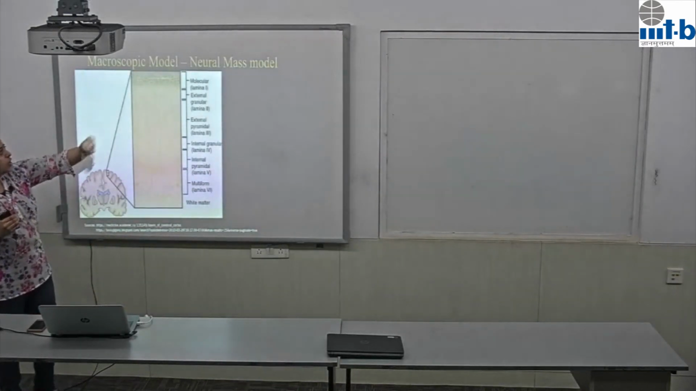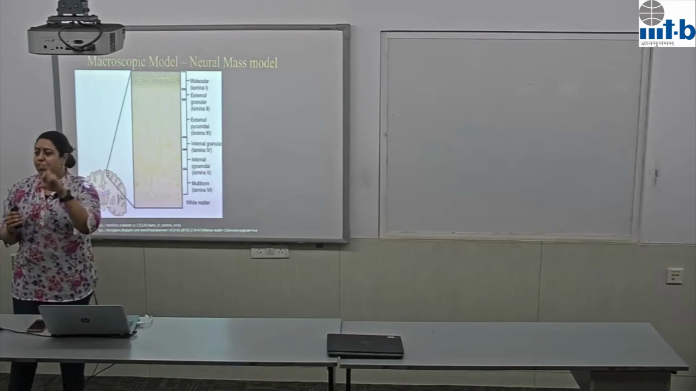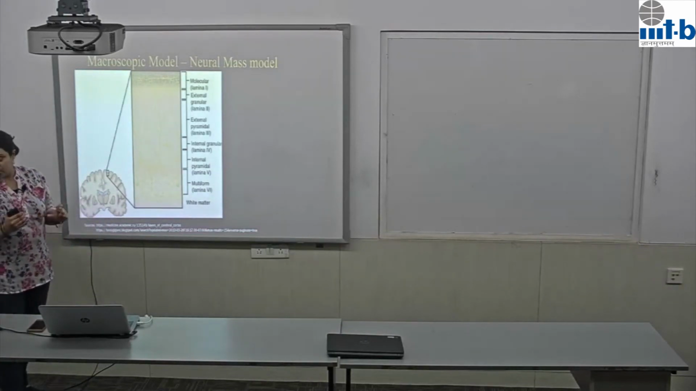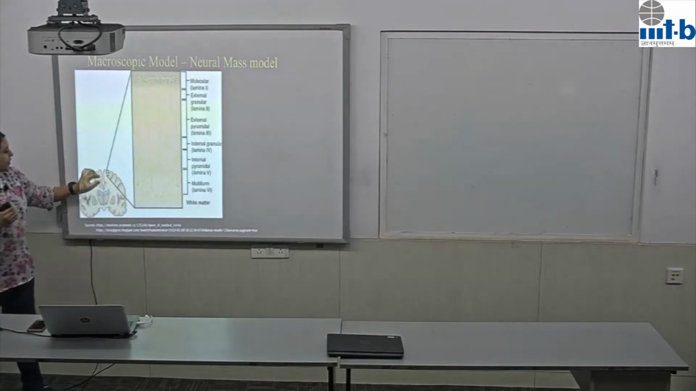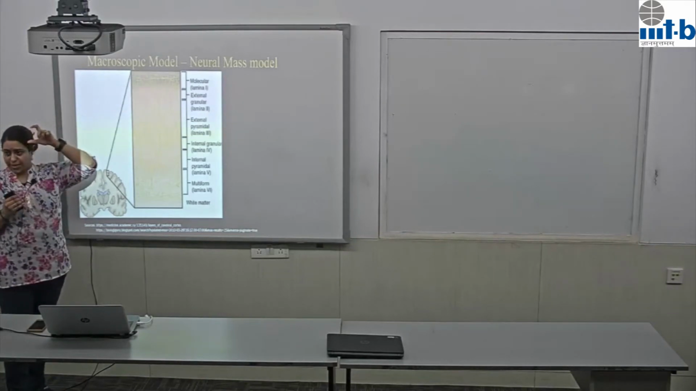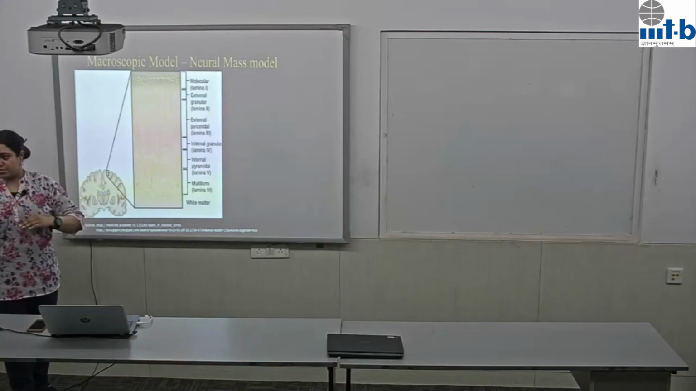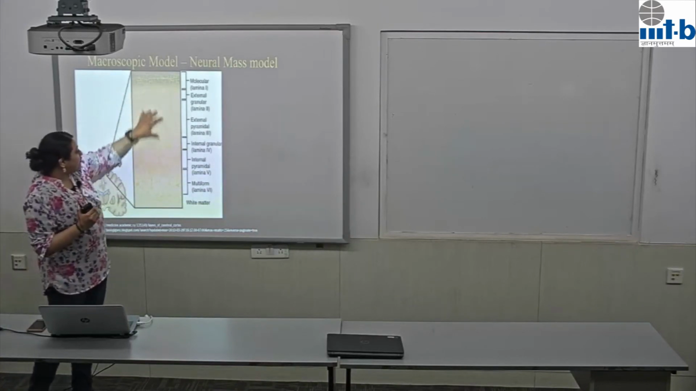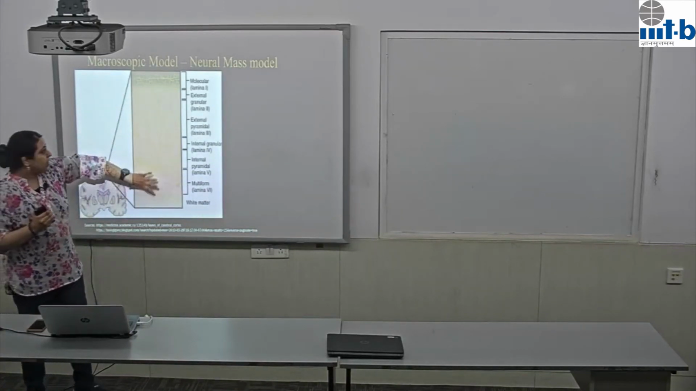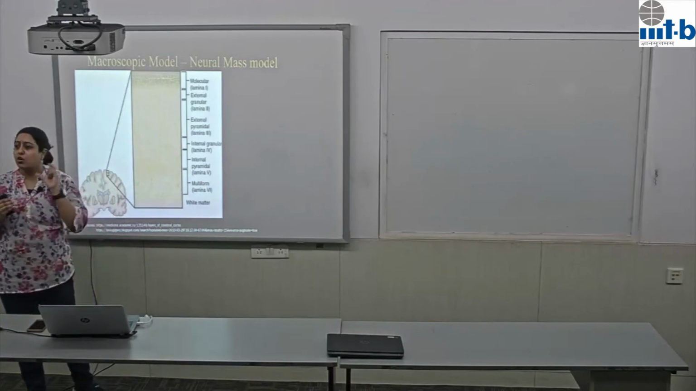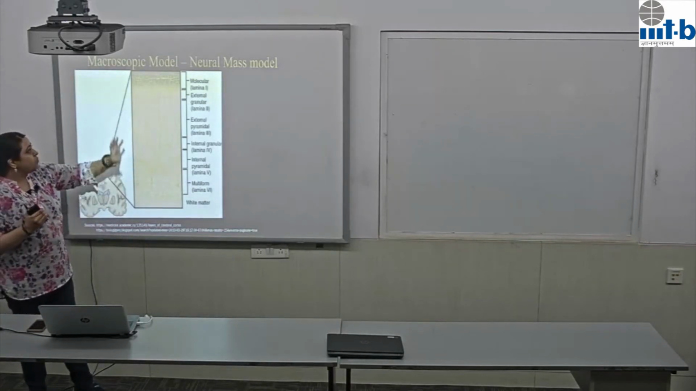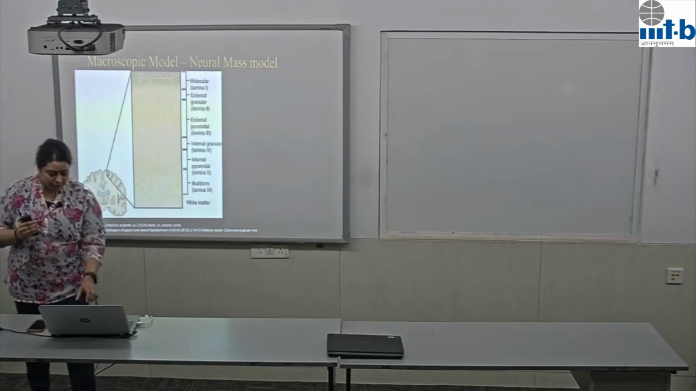A neural mass model models a cortical column. What is a cortical column? In the brain, if we take a small part of the cortex, we can see histologically there are 6 different layers, each having different types of neurons. This is known as a cortical column, and the neural mass model actually models this cortical column.